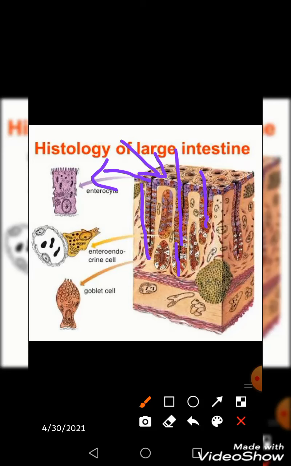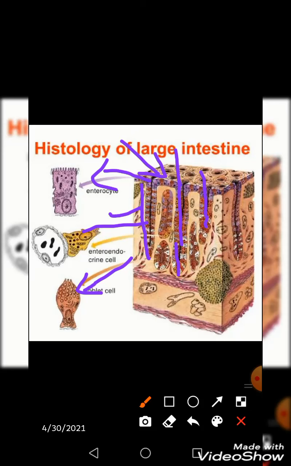They are meant for the absorption of water and electrolytes. Then you can see another important variety, the goblet cells. They are present here to produce mucus, to provide lubrication and protect your mucosa from abrasions. The third variety is enteroendocrine cells, to produce hormones. And of course, we can see some stem cells, which are meant for regeneration of the rest of the population to maintain their number.